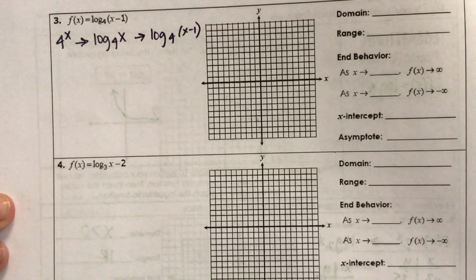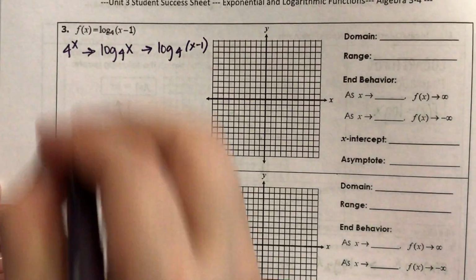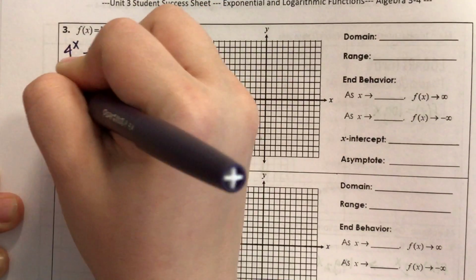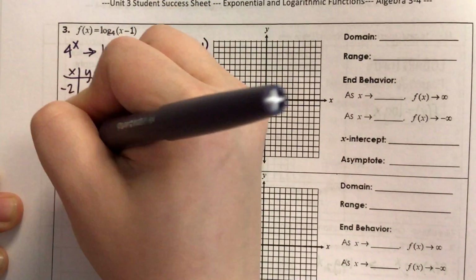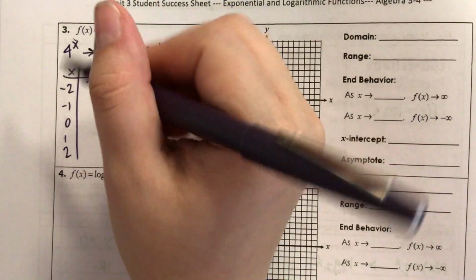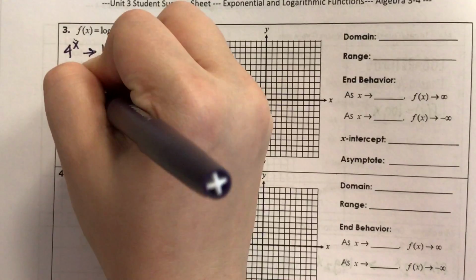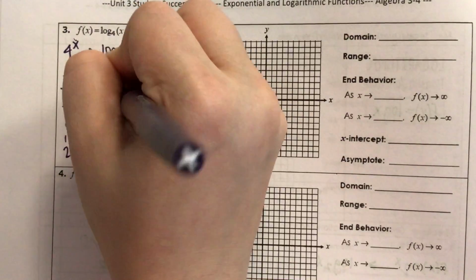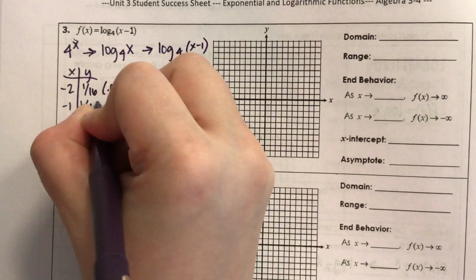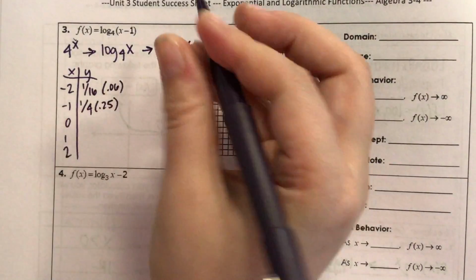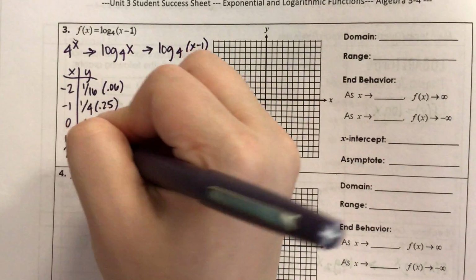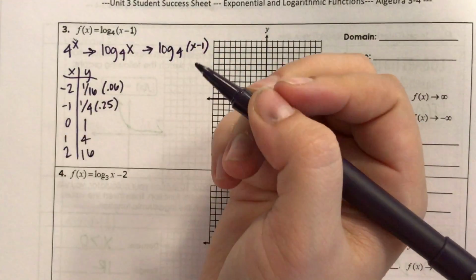Okay? So we're still going to use the same table of values we've been using. -2, -1, 0, 1, and 2. If I plug in -2, I get 1/16, which is 0.06. If I plug in -1, I get 1/4, which is 0.25. If I plug in 0, I get 1. If I plug in 1, I get 4, 2, 16.